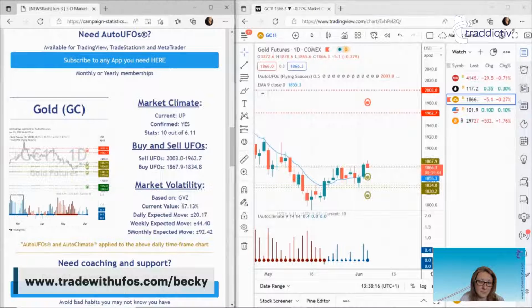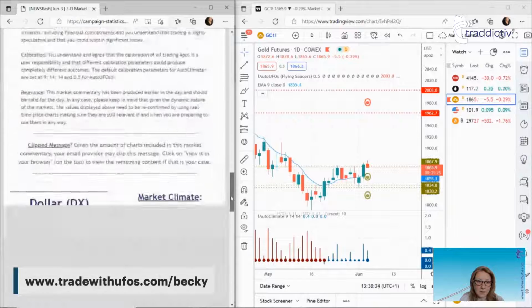With volatility, we'd expect movement up or down in 1 year of 17.13%. So in a day, 20.17 points. In a week, 44.4 points. And in a month, 92.42 points. That is gold. Now, the next market.